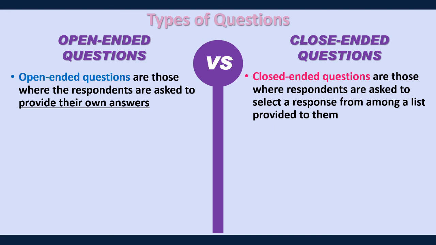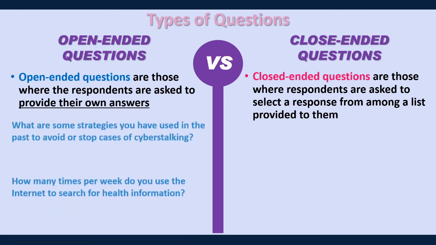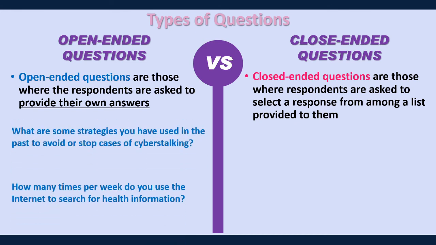For example, you might ask victims to report strategies they've used to avoid further cyberstalking. Or you might ask how many times a week a person searches for health information over the internet. Because these are free response questions, meaning that respondents can answer in any way they want, they're considered open-ended questions.